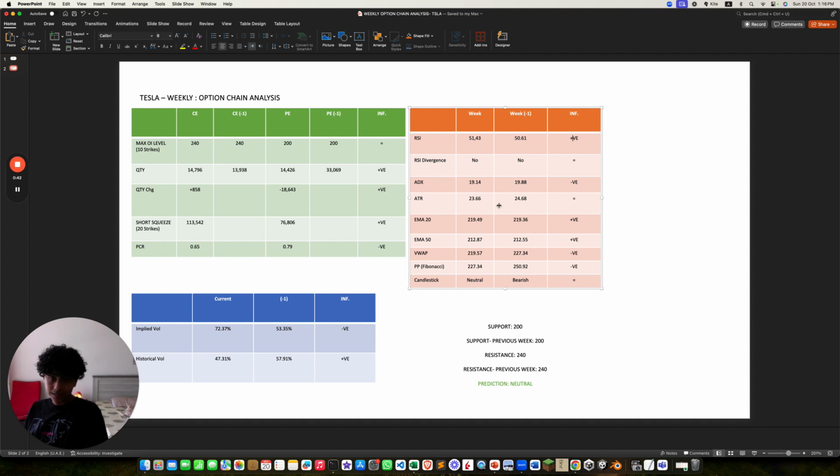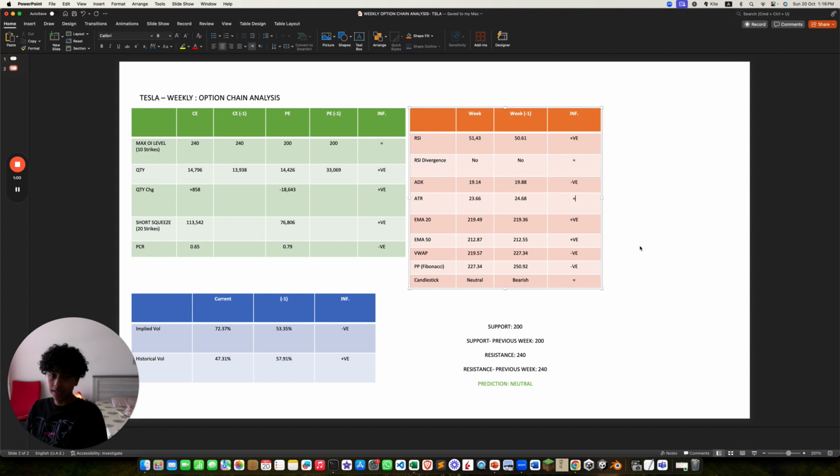ADX is lower, that's negative. ATR is lower, and that is actually positive. In this case, it's neutral here, since the thing that's decreasing is the range, showing that it's not actually going significantly in either direction. EMAs are higher for both, that's 2 positive.